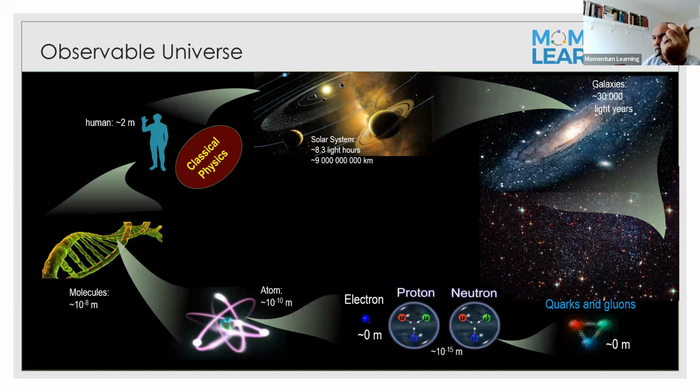Quarks and gluons, we don't know anything smaller than that. And we don't know their sizes. We don't know the electron size either. So we're just saying 0 meters for the electron, and quarks and gluons the same, because we cannot measure their sizes. But protons and neutrons are about 10 to the negative 15 meters in size. That's what we call 1 Fermi.